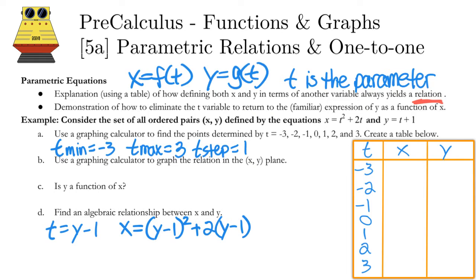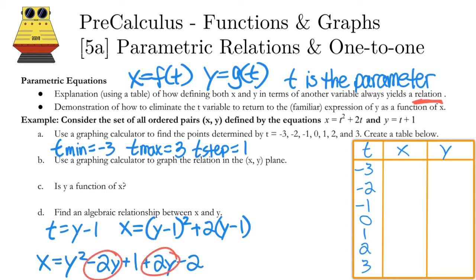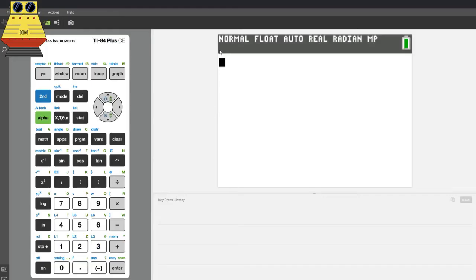Let's expand the right side of the equation instead. We get y squared minus 2y plus 1 plus 2y minus 2. The 2y's subtract out, and we get x equals y squared minus 1, which looks like the equation of a parabola.